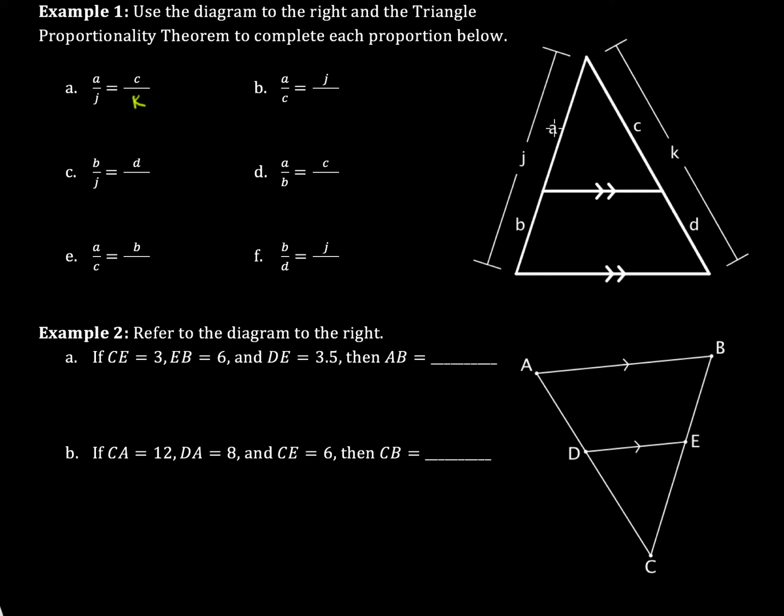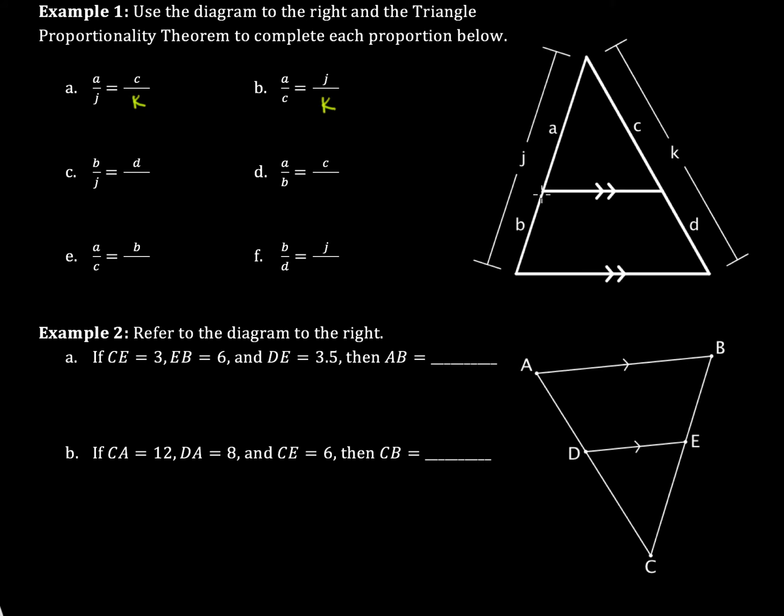Part B is A over C equals J over what? Well, how would I be consistent there? If I went A over C, top left over top right, equals entire left over, it would be entire right. That would be a K right there.